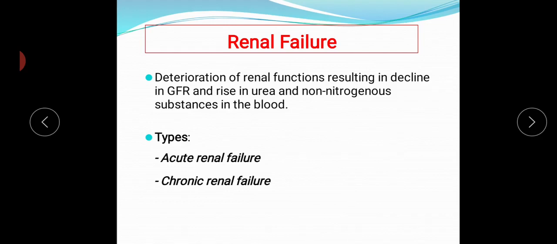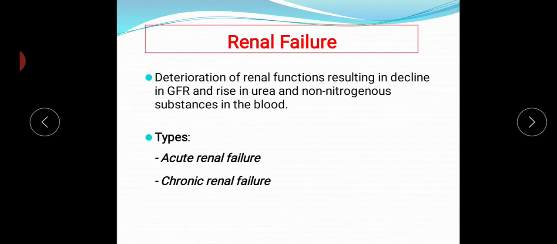Now coming to the next important portion of this applied aspect: renal failure, or kidney failure. You are aware of this term, kidney failure. Kidney failure means there is a deterioration of renal function that will result in a decrease in the GFR, and because of that there will be a rise in urea and certain other waste products that have to be removed by the kidney. Now you know the main function of the kidney is to remove waste, mainly urea, creatinine, or other NPN substances. But if there is renal failure, the kidney will not be able to remove this waste, and it will accumulate in the body and may lead to various complications.